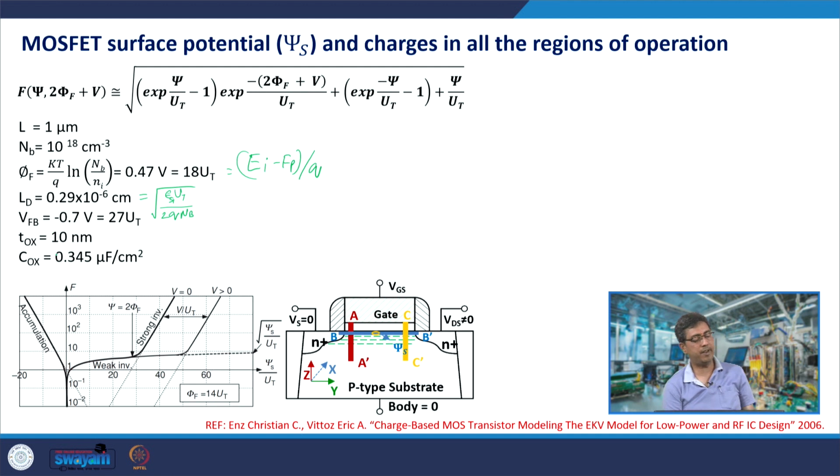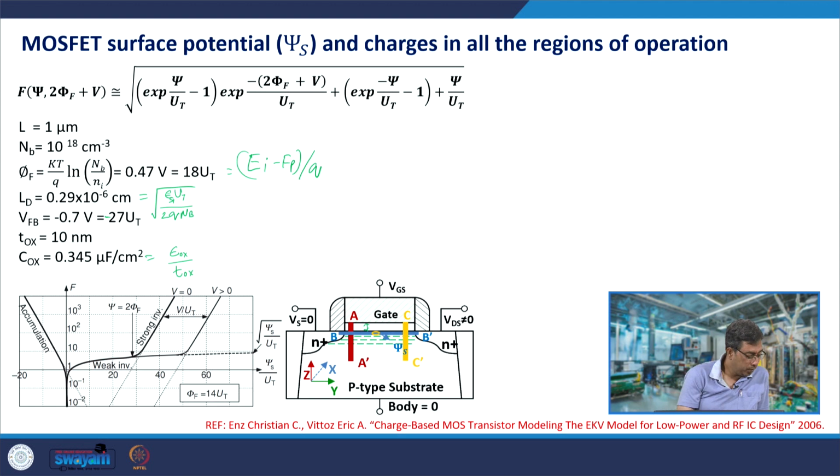V FB, we have taken the flat band voltage. What is this flat band voltage? I will discuss that in the coming slide. We have taken it to be minus 0.7 volts, which is a typical value, and T OX, the oxide thickness, we have taken to be 10 nanometers, and C OX, the oxide capacitance per unit area, which is epsilon oxide divided by T OX. This comes out to be 0.345 microfarad per centimeter square.